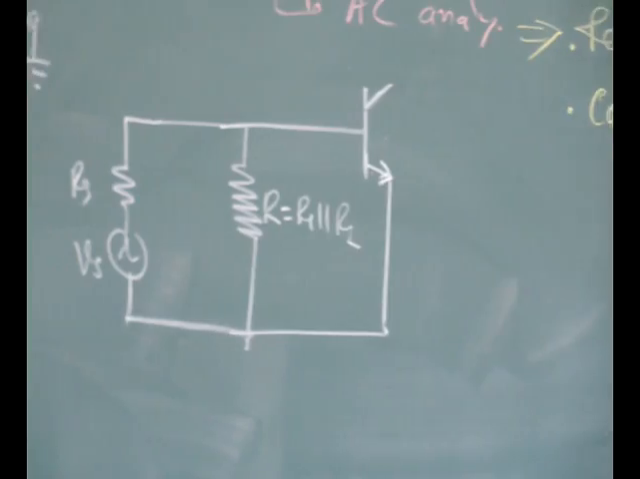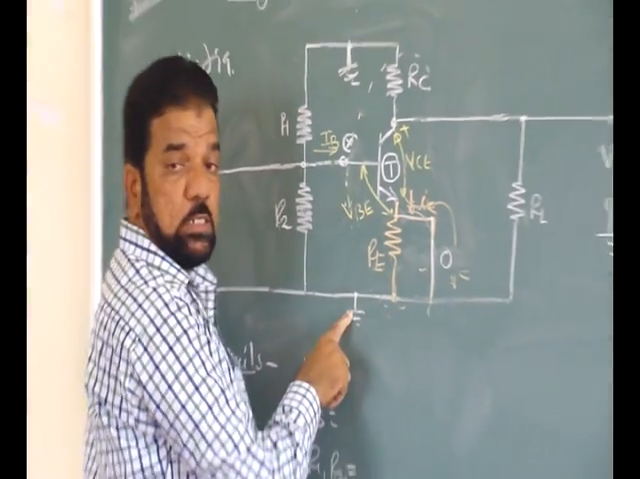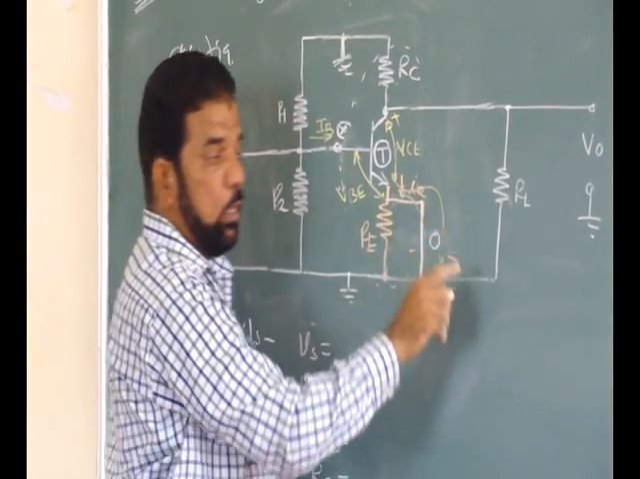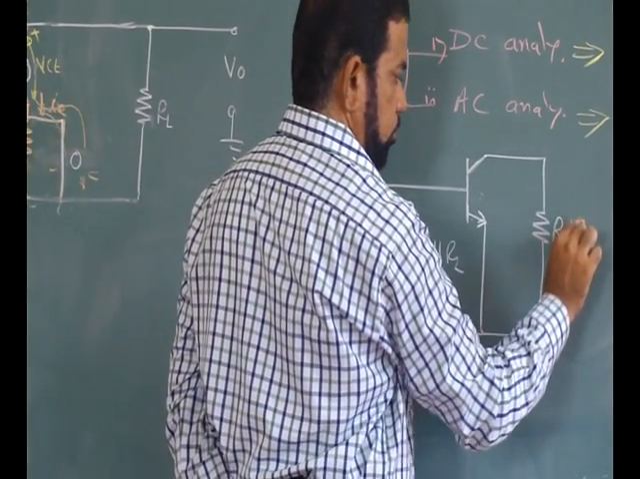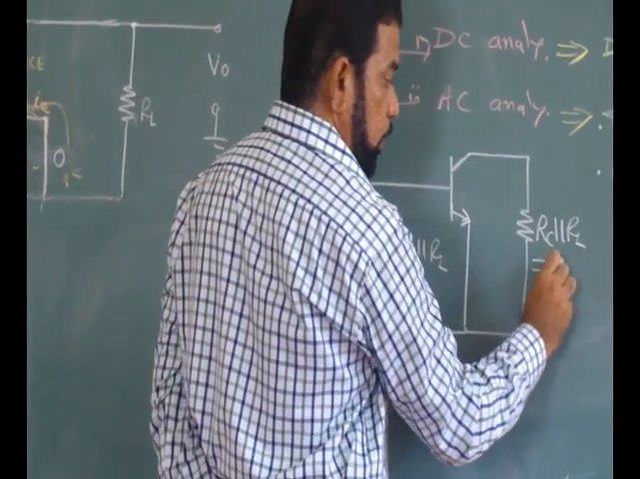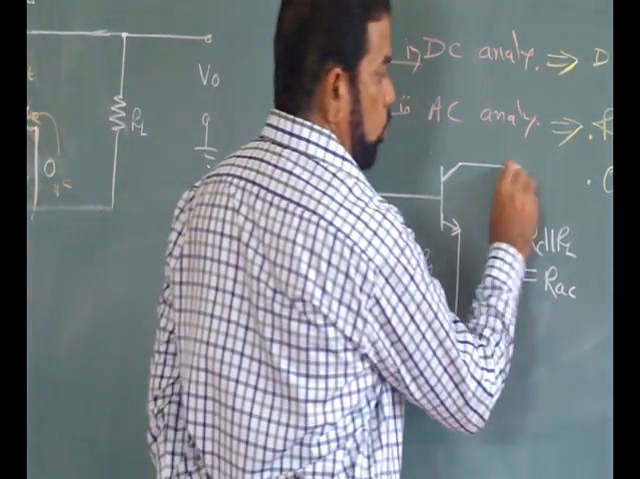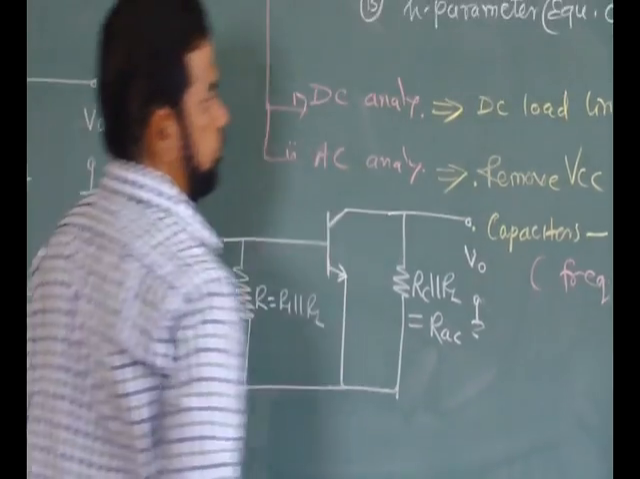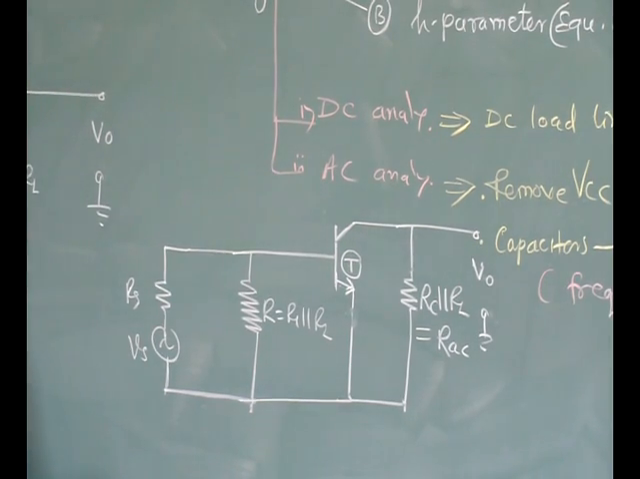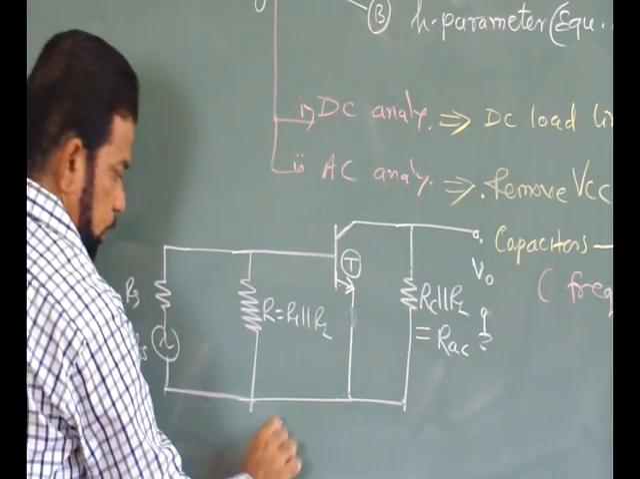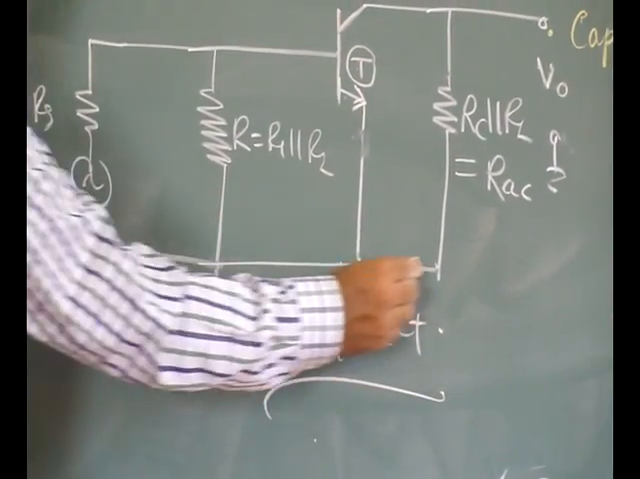Now from the collector, you have the two resistances. Whatever the other point is, that is grounded, common. That means this RC and RL are in parallel. And this RC parallel RL gives the AC load, that is nothing but RAC. And across this RAC, you have to take the voltage. So this circuit is the AC equivalent circuit of the given single stage amplifier. Okay, so we have to ground it.